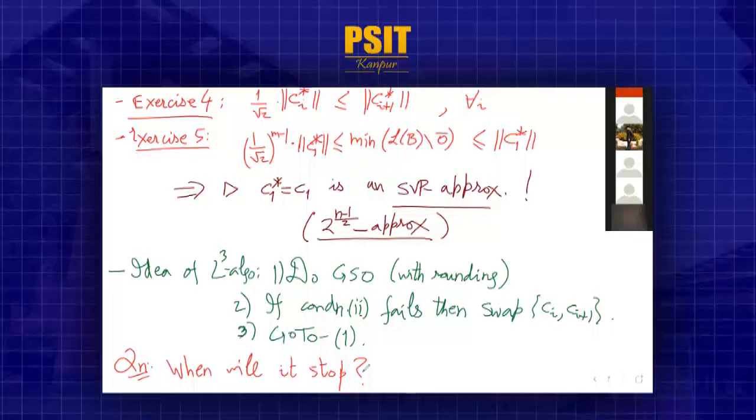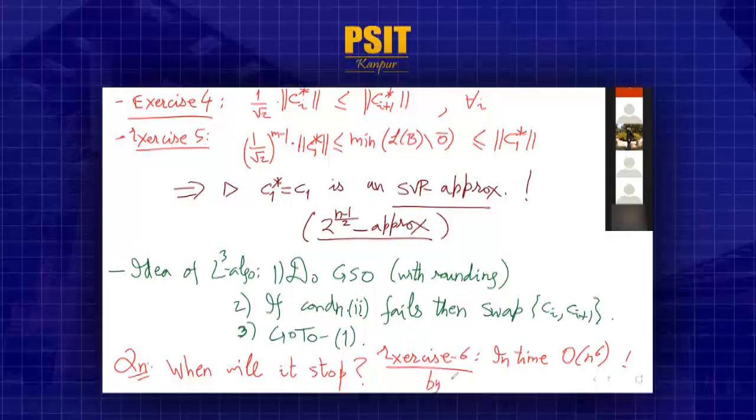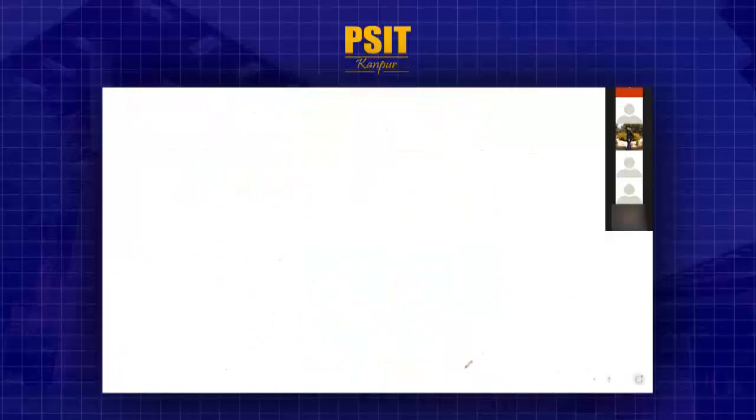That is a long analysis. It uses the volume of the lattice. So using volume of the lattice, in exercise 6, you can show that it will stop in time n to the 6. You have to develop this analysis and show that not only does it stop in finite time, it actually stops in time n to the 6. Is this clear?